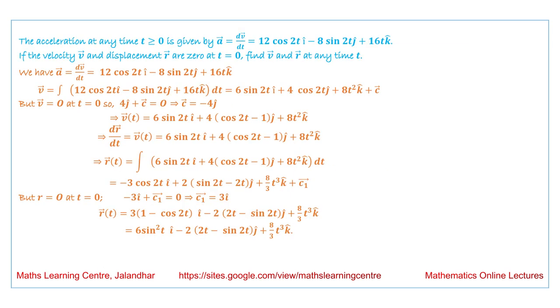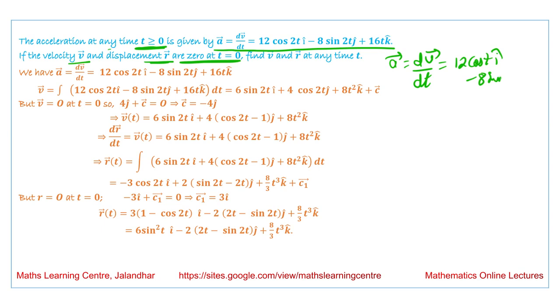Next is the acceleration at any time t greater than or equal to 0. It is given by this formula. If the velocity v and the displacement r are 0 at t equal to 0, it is given that a vector, which is d by dt of v vector, is equal to 12 cos t i cap minus 8 sin 2t j cap plus 16t k cap. So if we want to calculate the value of v vector, we will integrate this equation.